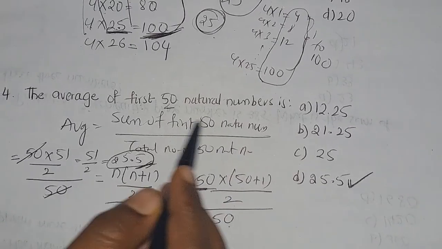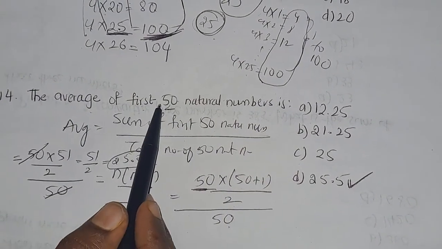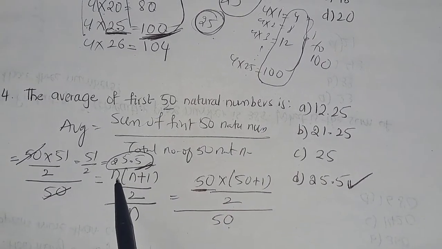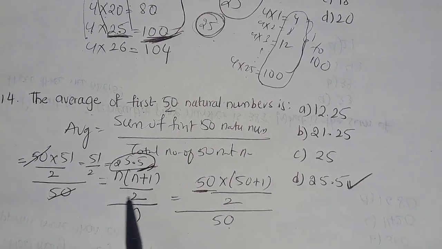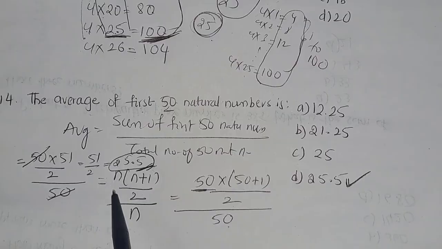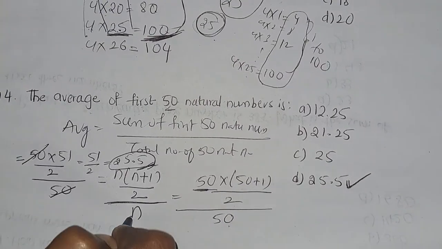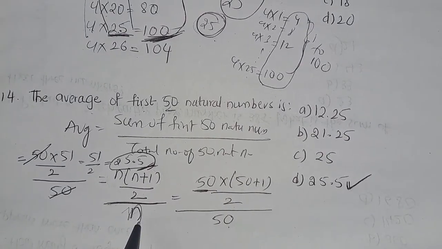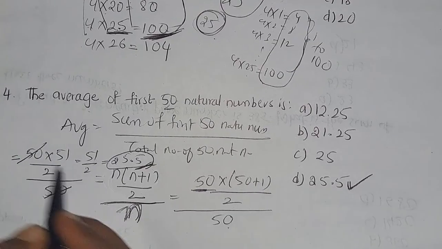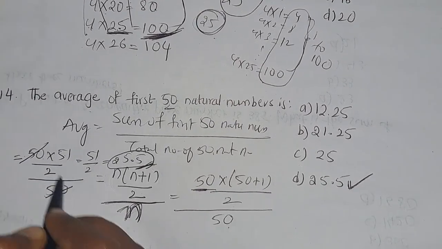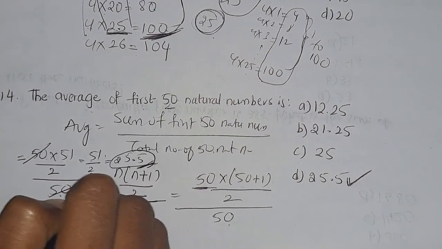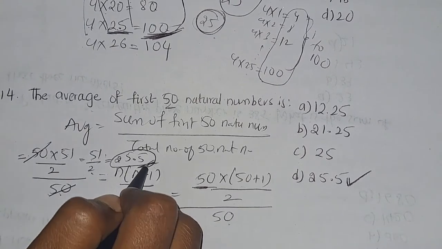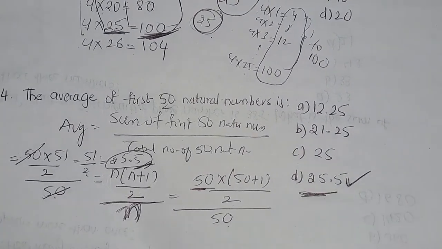So this is what I have shown, the average of first 50 natural numbers. N into n plus 1 by 2 is the sum of the first 50 natural numbers, divided by 50, where n is the count. Using the formula, 50 into 51 by 2 by 50 is 51 by 2, which equals 25.5. So this is your answer.